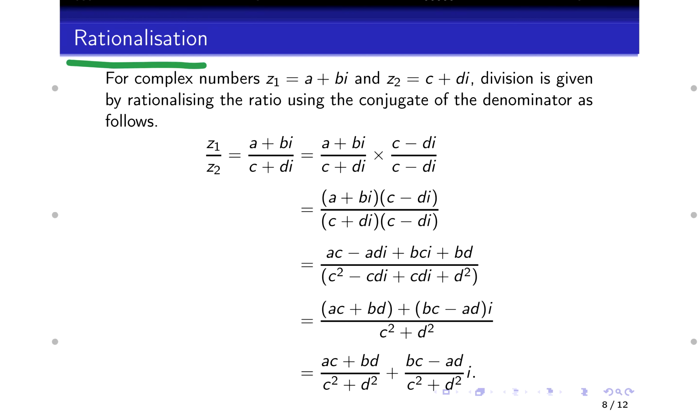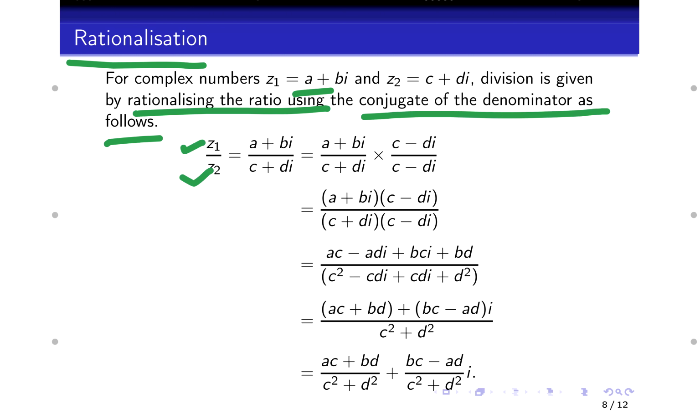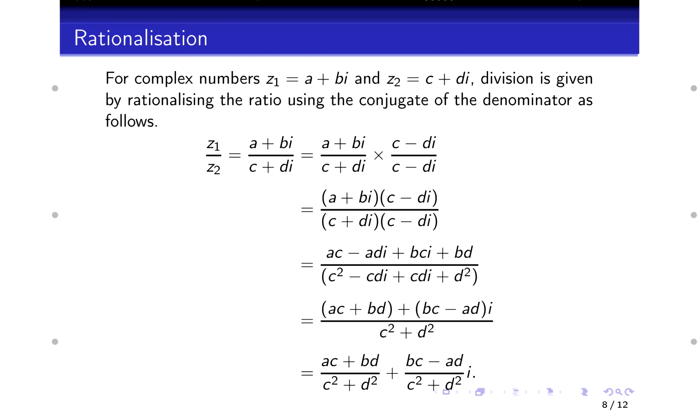So for complex numbers, z1 equals a plus bi and z2 equals c plus di, division is given by rationalizing the ratio using the conjugate of the denominator as follows. So you have z1 over z2, where z1 is a plus bi and z2 is c plus di. To work this out, you need to check the denominator, that is c plus di. So if it is c plus di, then the conjugate is c minus di.